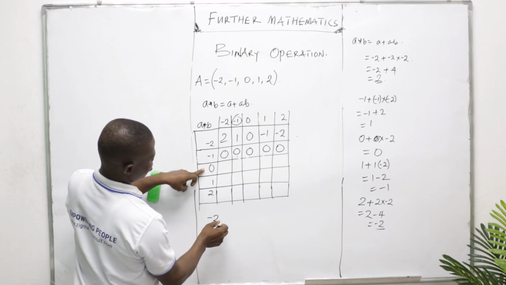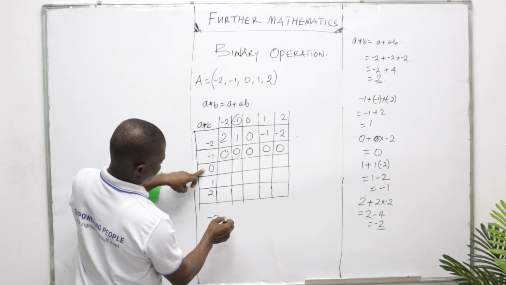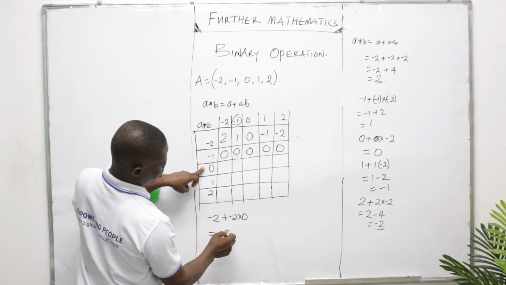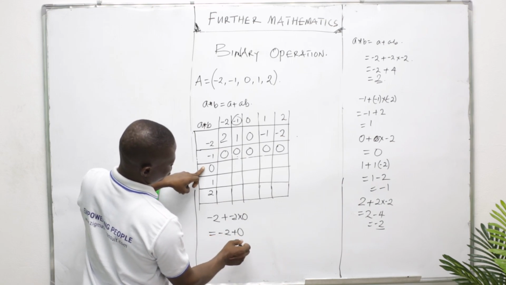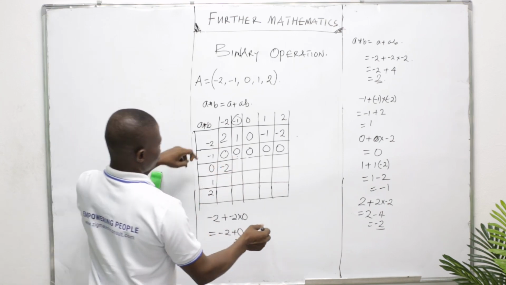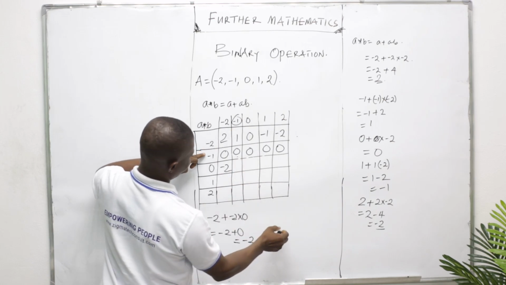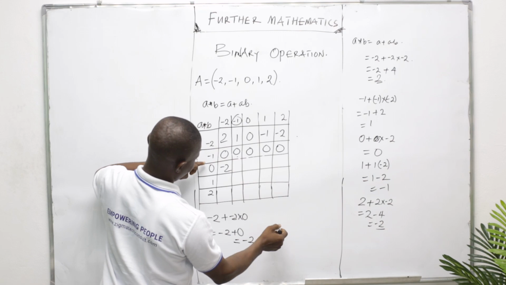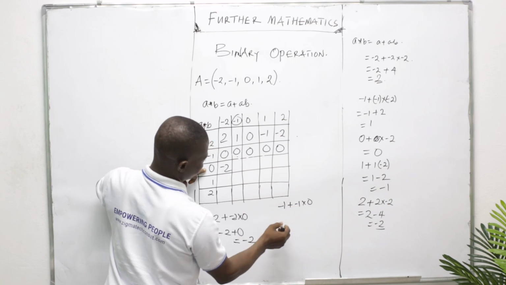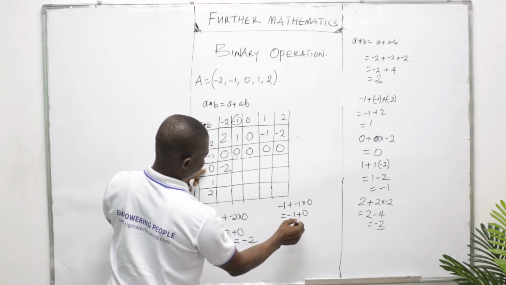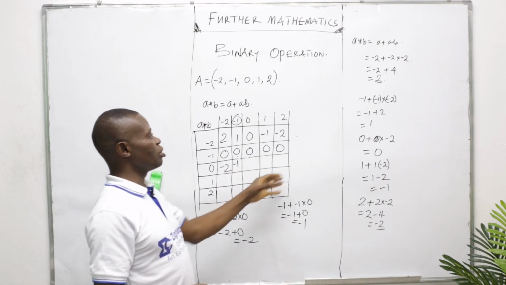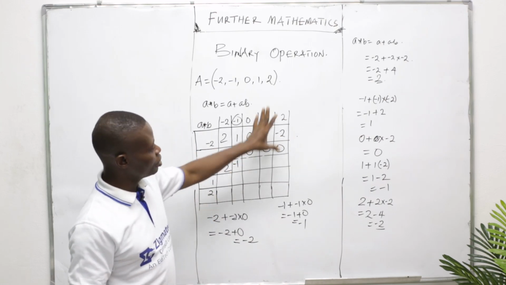-2 plus -2 times 0. This will give us -2 plus 0 equals -2. You write -2. For 1, -1, which is A, plus -1 times 0, will give us -1 plus 0 equals -1. This is how you continue to solve until you are done filling this table.